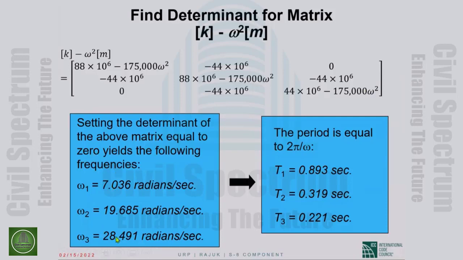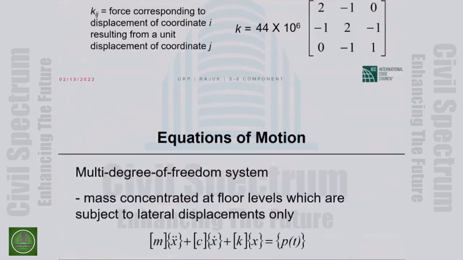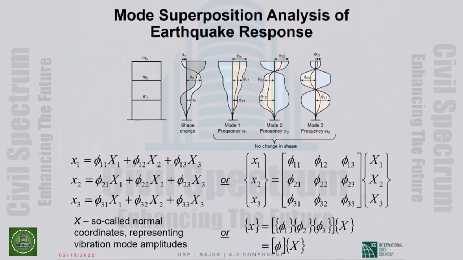And since period is 2 pi over omega, the modal periods came out to 893 seconds for the first mode, 319 seconds for the second mode, 221 seconds for the third mode. The first mode period, also called the fundamental mode, is always the longest, and it gets shorter as we go to the higher mode shapes.